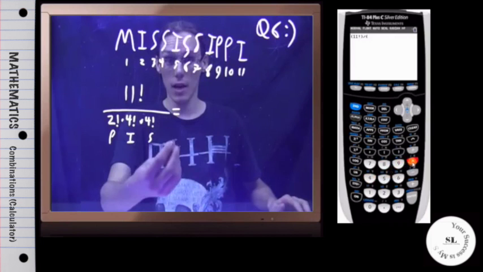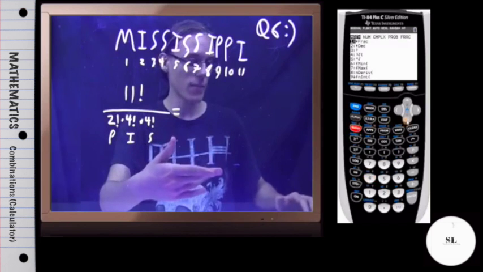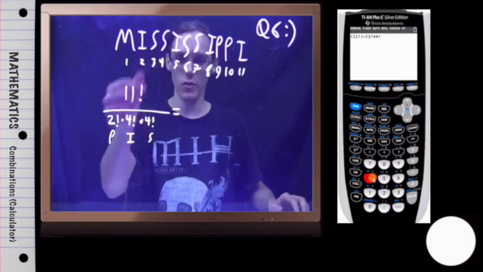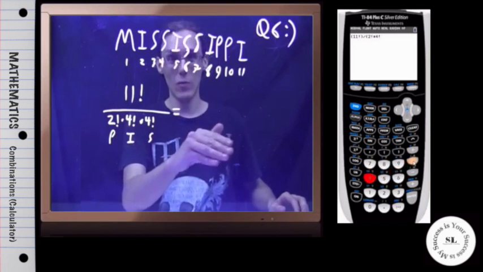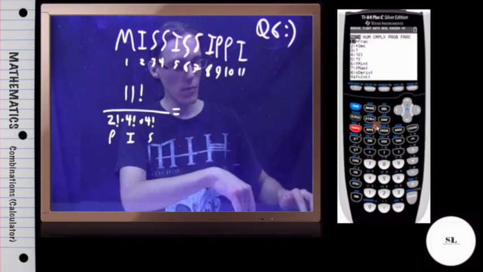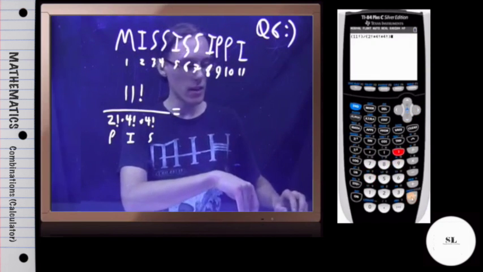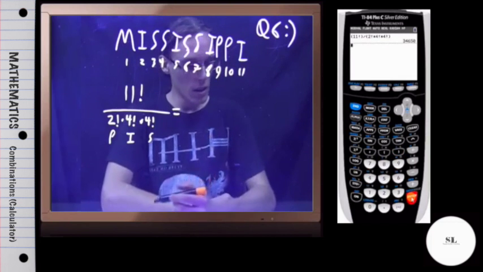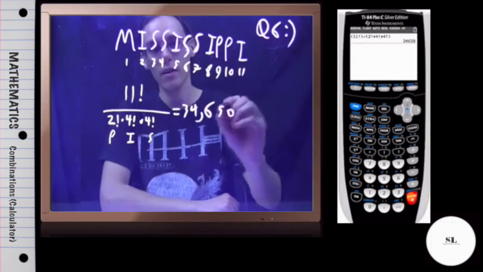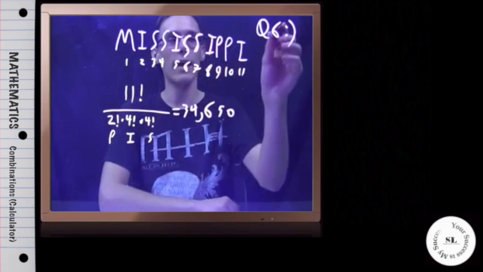Right there. Times, so hit the times button, put in 4, hit the Math button again, go to the probability menu, pick factorial once more. So at this point we've got 11 factorial divided by 2 factorial times 4 factorial. One more time. Times 4. Math button, probability menu, number 4 for factorial, and now you can close the parentheses. And if you hit enter, you should get 34,650. Dividing out all the double counts, there's still that many ways to arrange these letters. And that is question 6.